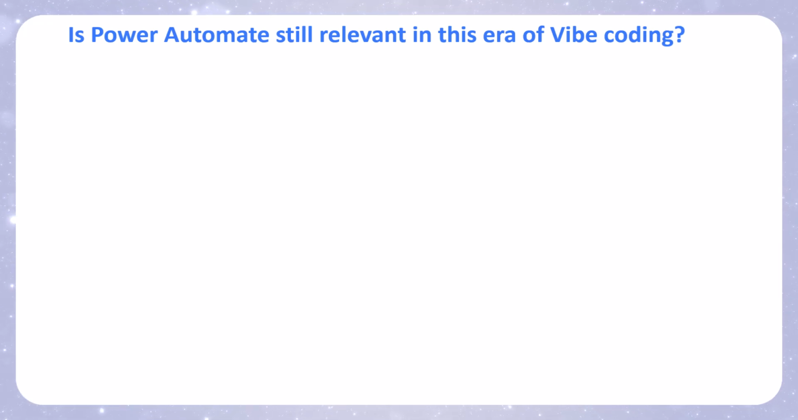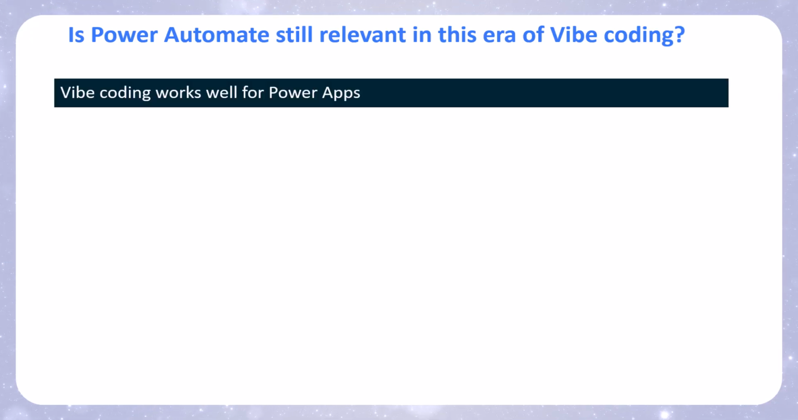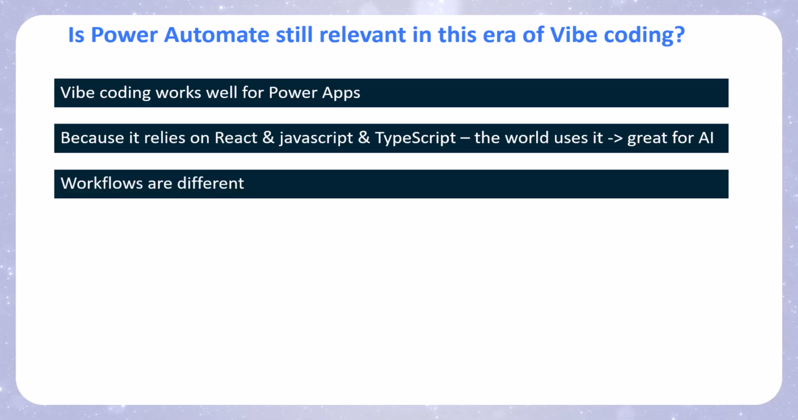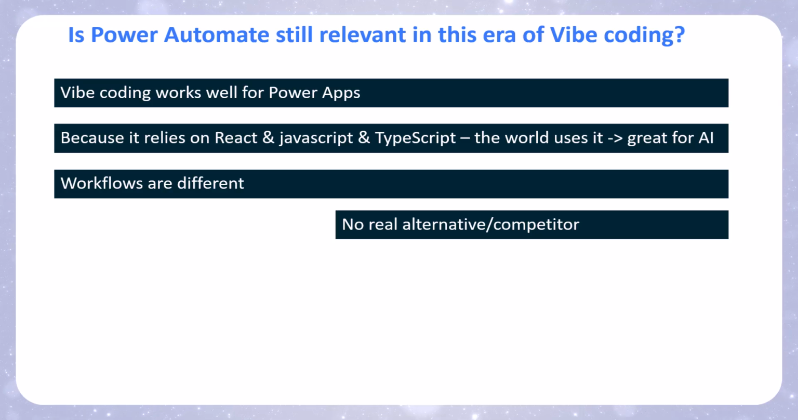Now the question is, should we still learn Power Automate in this era of vibe coding? Actually, my answer is yes, because vibe coding works very well for Power Apps, because vibe coding relies on industry standards like React, JavaScript, TypeScript. So the world uses all this stuff. So it's great for AI. But workflows, server-side code, that's different, right? So there's no real alternative or competitor to Power Automate.